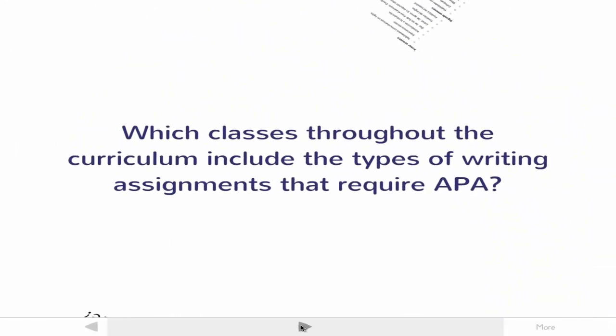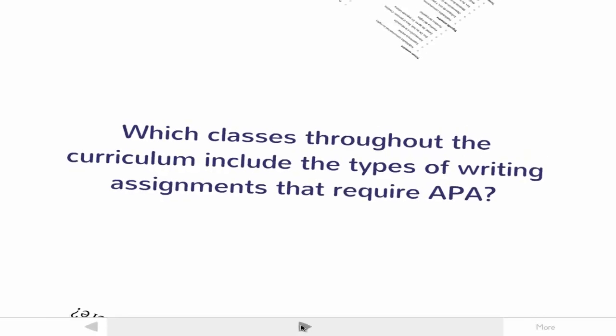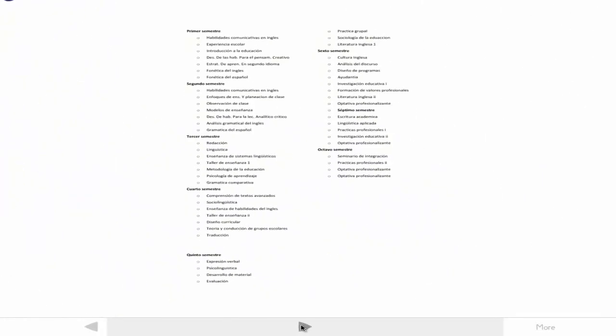Which classes throughout the curriculum include the types of writing assignments that require APA? Again, looking at the whole curriculum, we wanted to identify which classes require essays that need to meet APA formatting. I think one of the discussions amongst the educators is going through the curriculum, identifying those classes, and then identifying the expectations or the criteria or the way in which we are to evaluate APA, again, either by level, by semester, by year, or if it's going to be a uniform requirement regardless of the level.